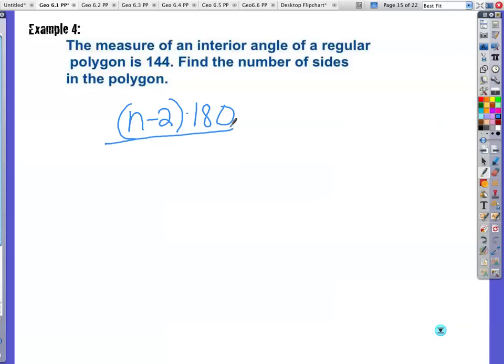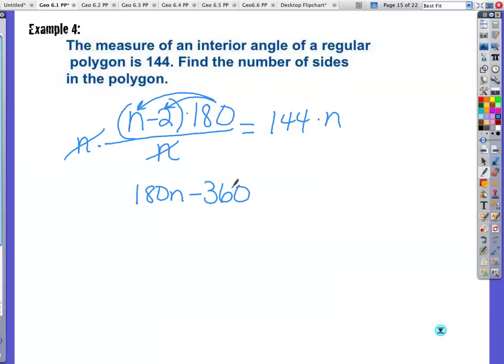I'm dividing it by all the angles divided by how many angles I have. And I found out that just one of them is 144. To solve for n, I need to get this n out of the denominator. I take both sides times n. So this n cancels with this n. And I'm going to do 2 steps kind of in one here. I'm taking 180 times the n, and then 180 times the 2.